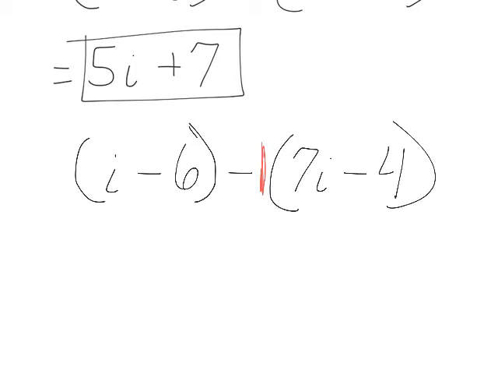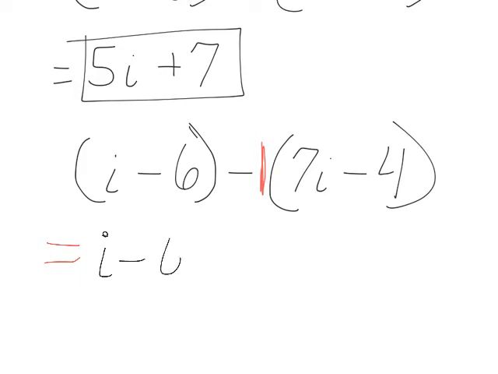You can either subtract as you go, making sure that you pay attention to this being i minus 7i, and the constants being -6 minus -4. You can go about it that way, or you can distribute this negative before you start combining terms. That's what I'm going to do. For some people, this makes it a little bit easier.